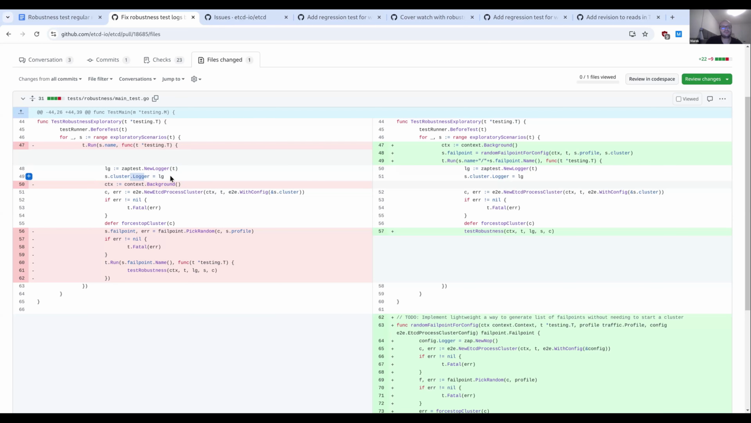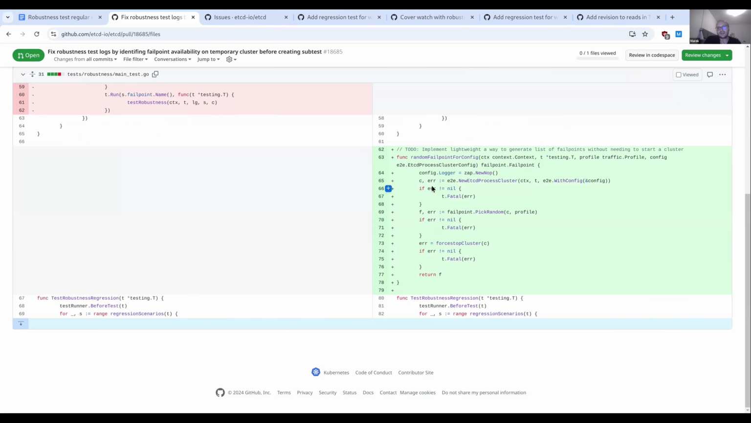We use a Zap logger which wraps. There is a Zap testing package. So how does this work, and can we work around it? My initial idea was, let's generate a random fail point before we create a subtest. And how do we do it?